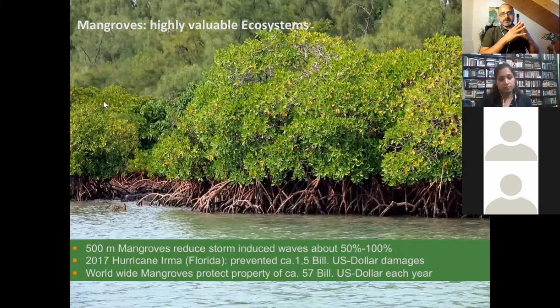the population of ecosystems. Again, one simple example: the hurricane that Florida had to face recently in 2017, where about 1.5 billion US dollars of damage was prevented because of the mangroves growing along the sea coasts. Similarly, about 60 billion US dollars each year is contributed by mangrove forests by preventing the damage that might have been caused by these sea-originated storms, which can be hurricanes or others.